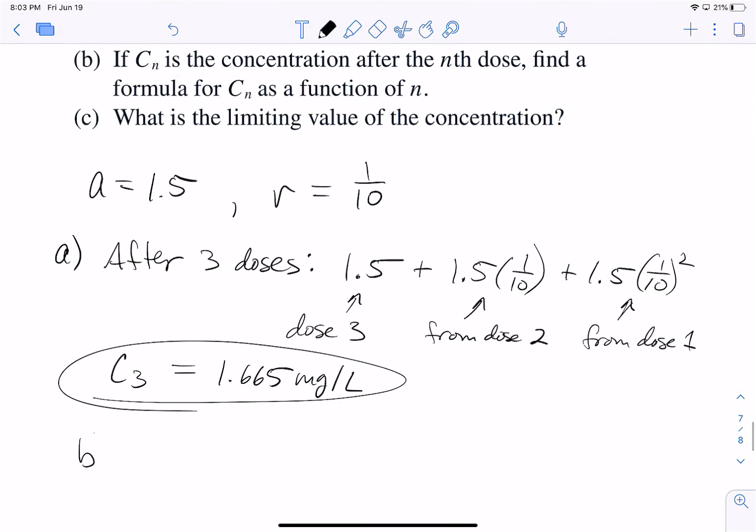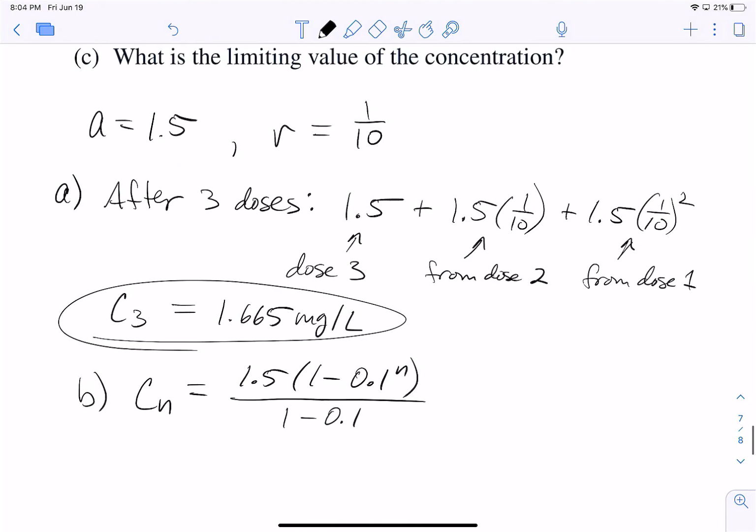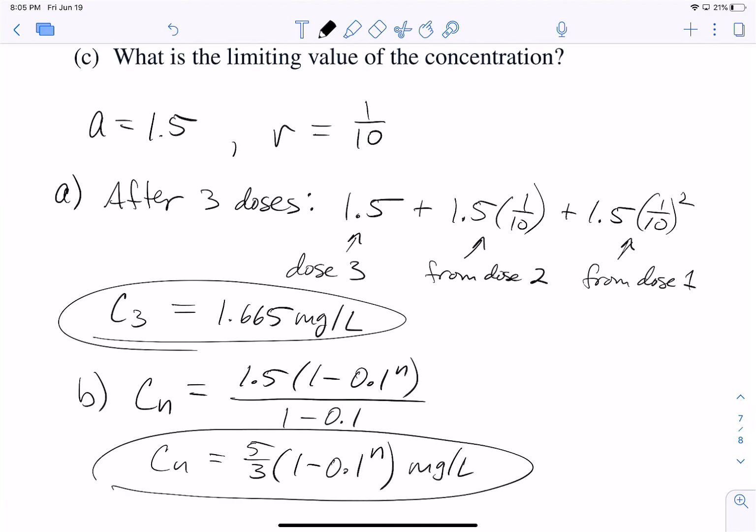For part B, we're treating C sub n as the sum of the first n terms of this geometric series. And so C sub n is equal to 1.5 times (1 minus 0.1 to the n), I'm expressing it as a decimal instead of a fraction, just for convenience, divided by 1 minus 0.1. And simplifying the fraction will give us that C sub n is equal to 5/3 times the quantity of 1 minus 0.1 to the n. I'll give that as milligrams per liter. And there we go for part B.